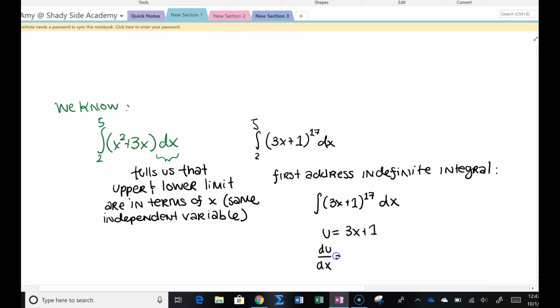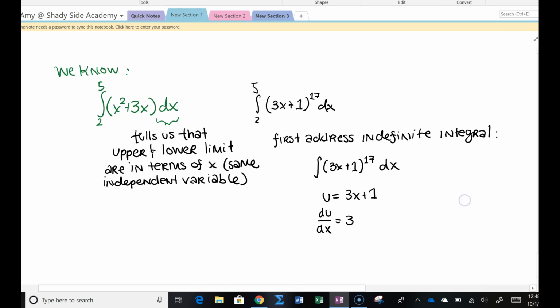Okay. When you get to the integral in terms of u, meet me back on the board. Not going to rush this. Take your time. Meet me here.